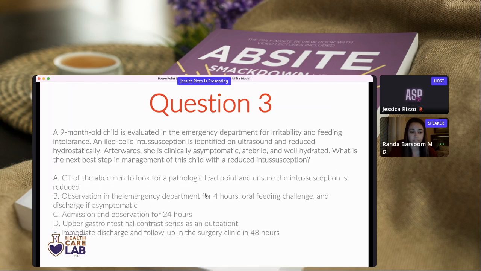So next slide. Yeah, so you're going to observe in the emergency room for about 4 hours. If she's doing well, start feeding. And if the child eats well and is doing fine after that, then discharge home. Obviously, if there's a recurrence, which like we said before occurs in about 15% of these kids, then you can try the hydrostatic or air contrast enema again and see if that helps. Next.